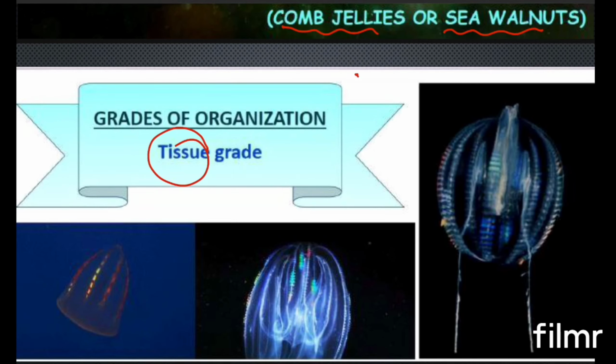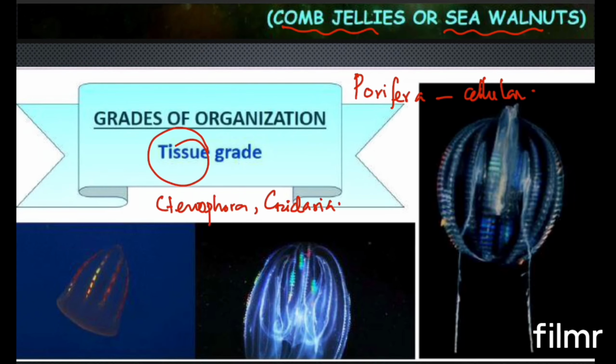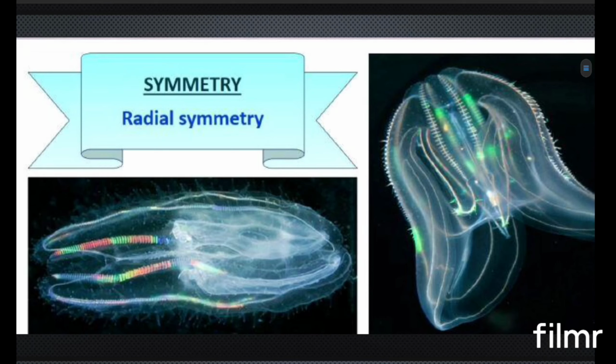You can see that the Porifera, which is actually under cellular level of organization, Ctenophora and Cnidaria, which is coming under tissue level of organization, right? If we are going for the symmetry, you can see that asymmetrical is that Porifera. Most of the Poriferas are asymmetrical. If you are coming to Cnidaria and Ctenophora, they are mostly radially symmetrical.